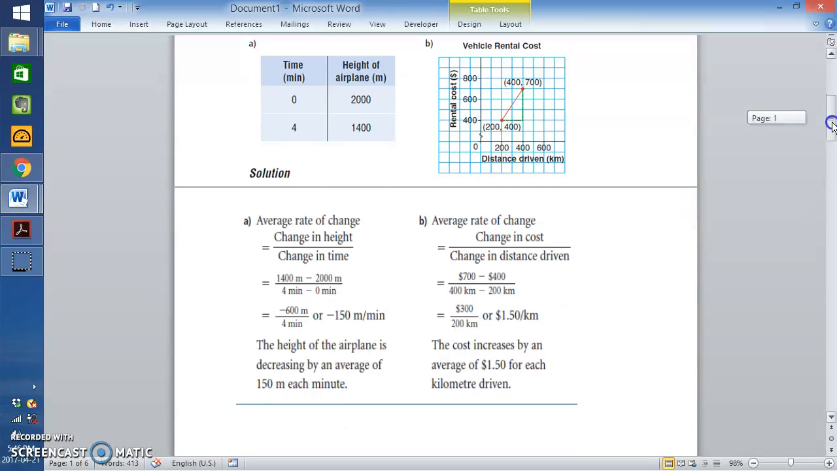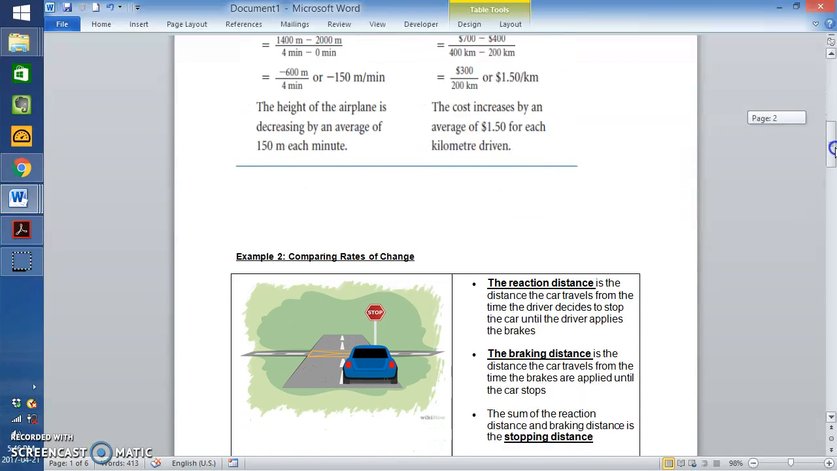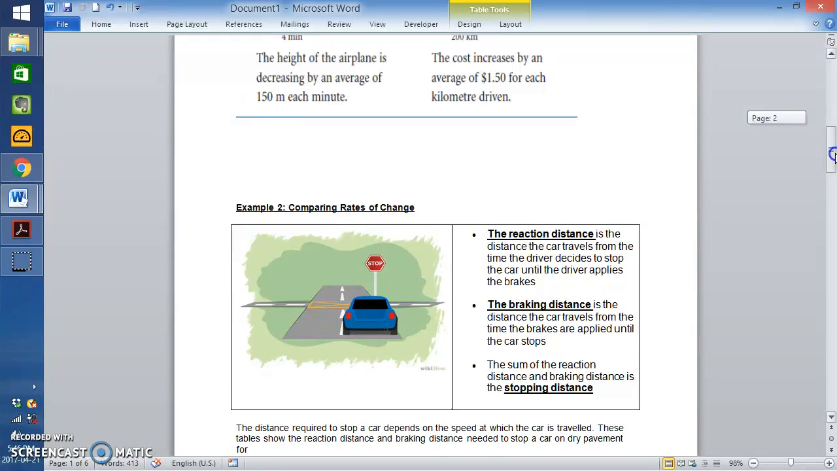All right. On the next example now, before we continue with the slope, we have to recall a little bit what is the reaction distance, what is the braking distance, and what is the stopping distance. The reaction distance starts from the moment when we think that we need to stop until we hit the brakes. So that is the reaction distance. From the moment that we hit the brakes until we stop, that is the braking distance. Adding these 2 together creates what is called the stopping distance.